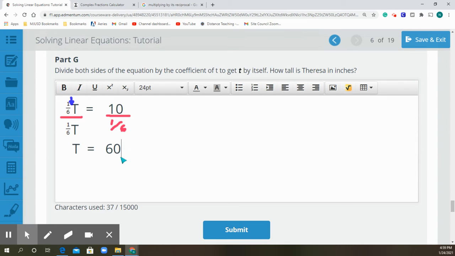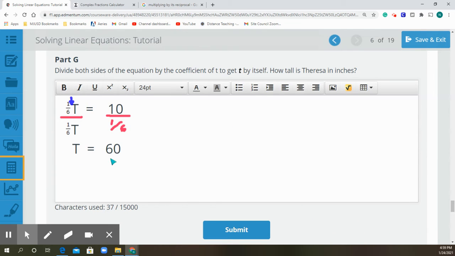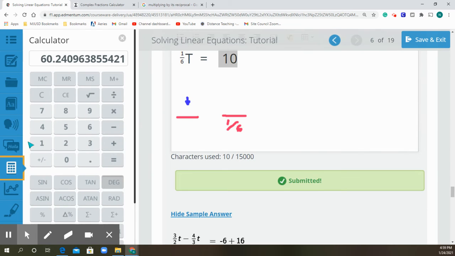How does that make sense? Well, if I take 10 and I divide by 1/6, I am dividing by what 1/6 equals. So 1 divided by 6 equals 0.1666. Okay. 10 divided by that, 0.166, equals 60 and a little bit left over. So Teresa equals 60 inches. Does that make sense? Yes. 60 inches is, there's 12 inches in a foot. 60 divided by 12 equals 5. So she's 5 foot tall.